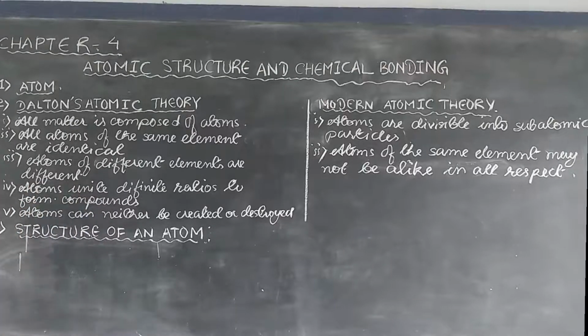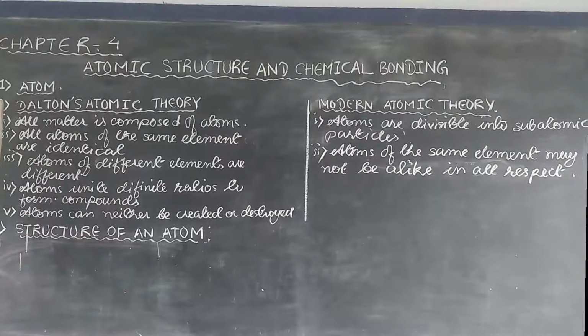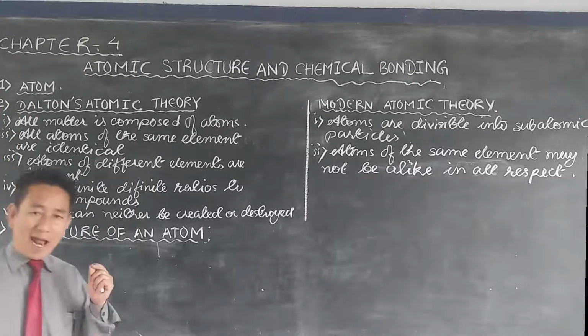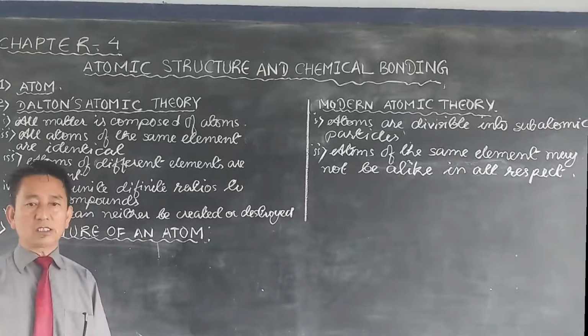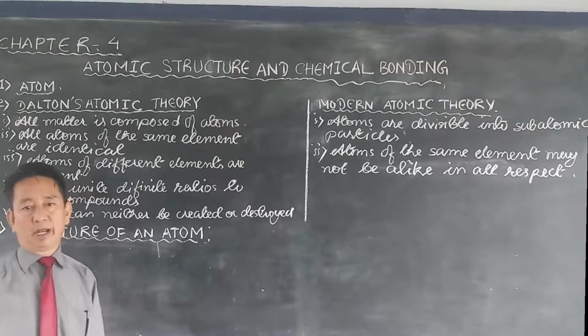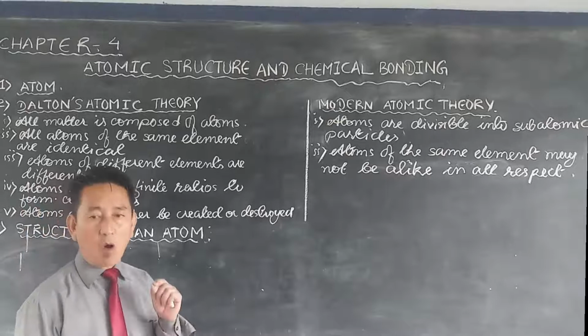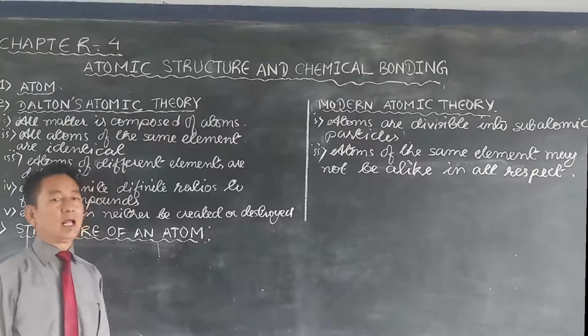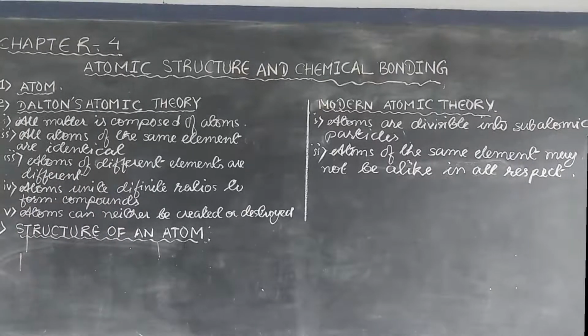Let's move on to today's topic. First one here, atom. Now what is an atom? An atom is the smallest particle of an element that possesses all the properties of that element. Next, Dalton's atomic theory.